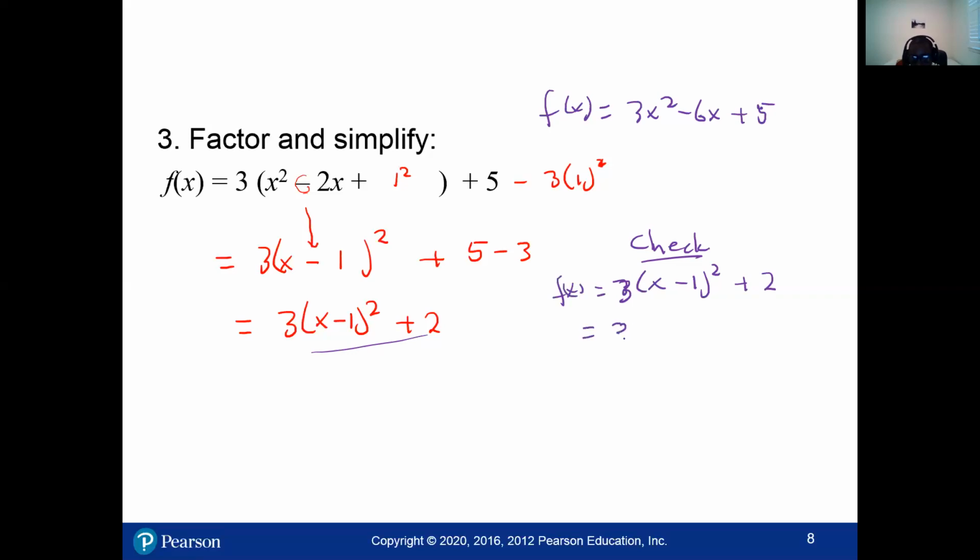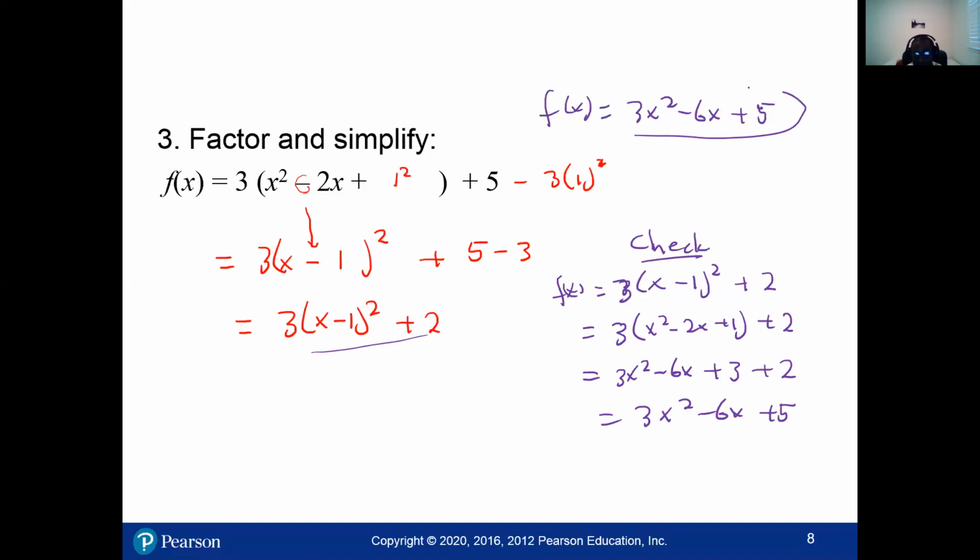So this is 3. If you square this, you have x squared minus 2x plus 1, then plus the 2. So we have 3 times the x squared, we get 3x squared, minus 6x, then plus 3. If you remove the parentheses, then plus a 2. So you see that you get 3x squared minus 6x plus 5. So this is exactly that expression right there.